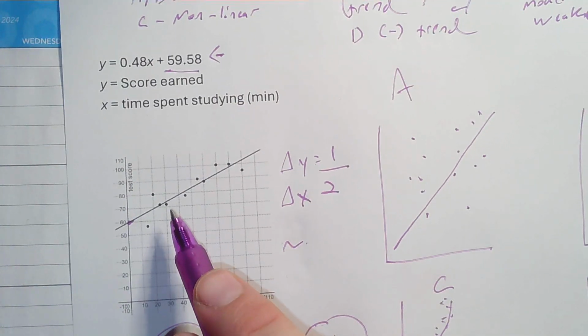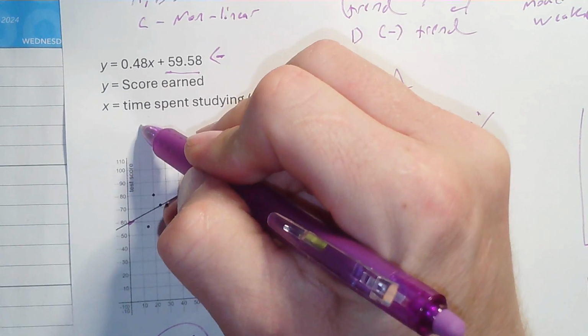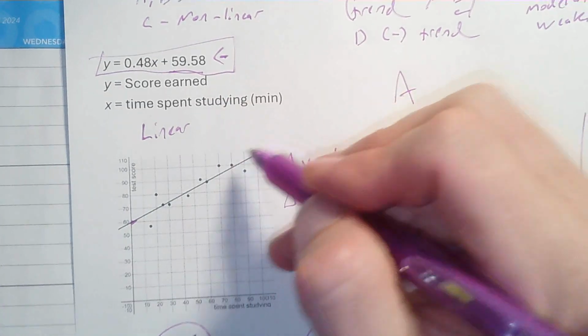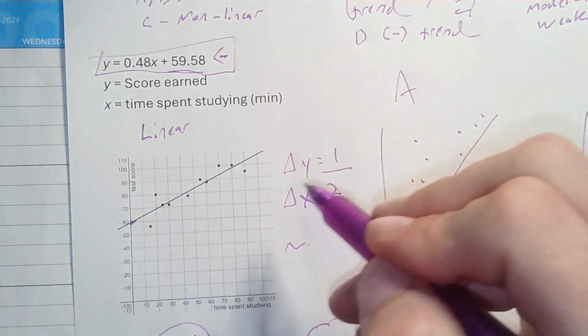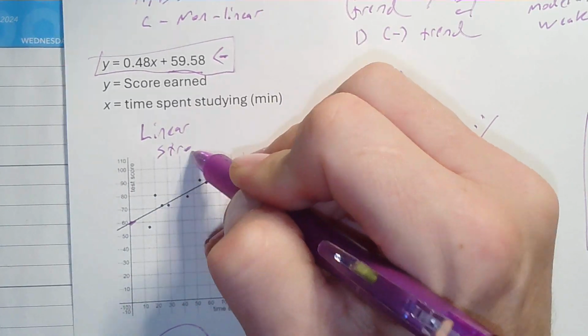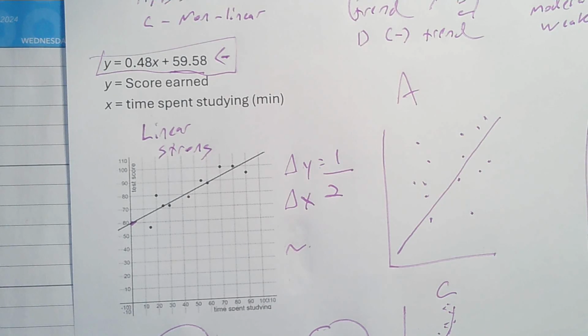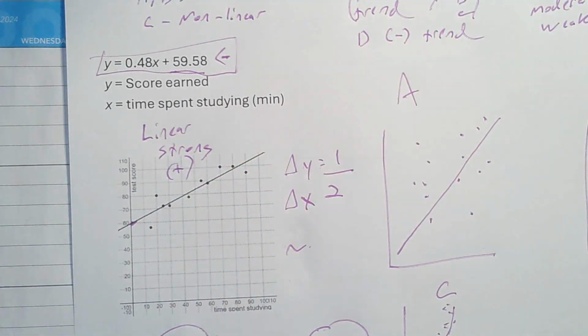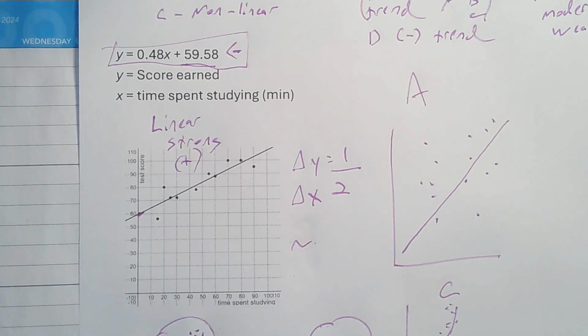And I would say that this is positive, this is linear, so you can use this linear equation. And I would say it's a moderate to strong association. So I'd say it's a strong association, and then it's positive, of course, a positive trend. So that's how you classify that.